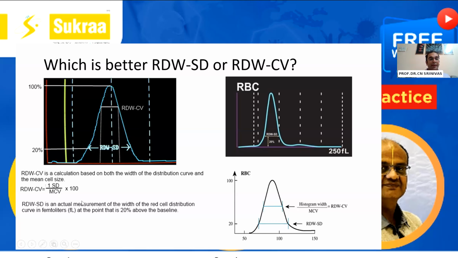Whereas RDW-SD is the actual measurement of the width of the red cell distribution curve in femtoliters at the point that is 20% above the baseline. So this gives you a truer picture. It is not dependent on the mean corpuscular volume. In a way, you can say that RDW-SD has a certain advantage here, that it is an actual measurement of the red blood cells and it has a unit, femtoliters, right?